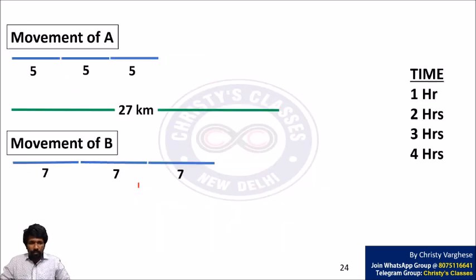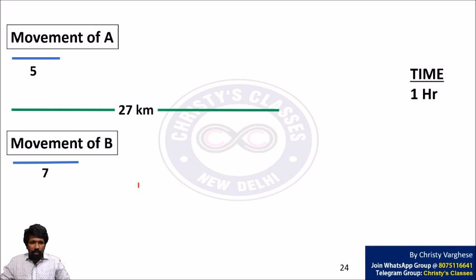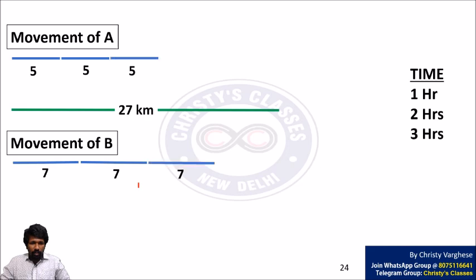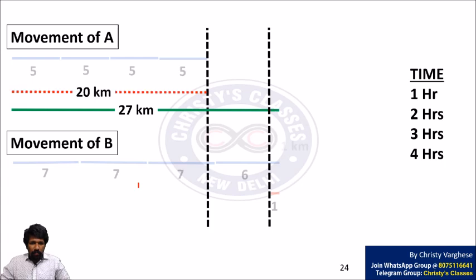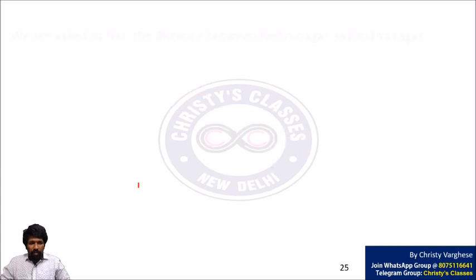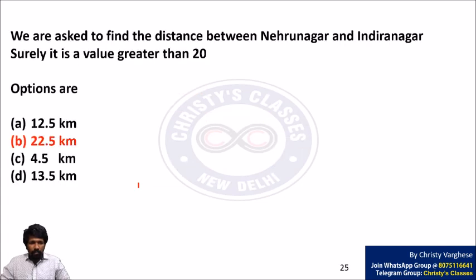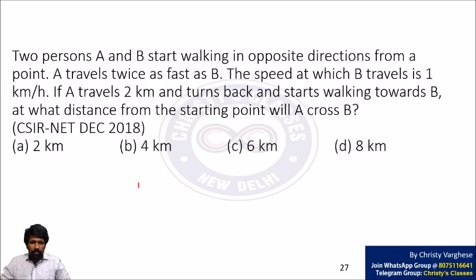This is what I was explaining. Movement of B: in 1 hour, A 5 km, B 7 km. 2 hours, this is the case. 3 hours, this is the case. 4 hours, this is the case. This way you can logically interpret it. Due to lack of time, I am directly going to the next question. Let's try the next question, all of you try it. This is another way they can ask a speed, distance, time related problem.